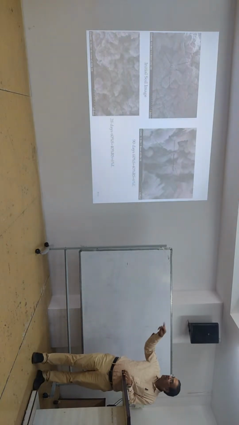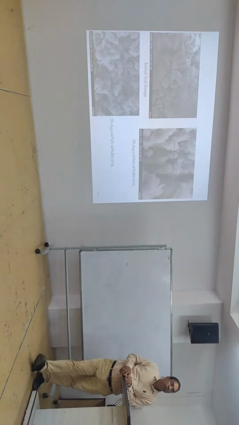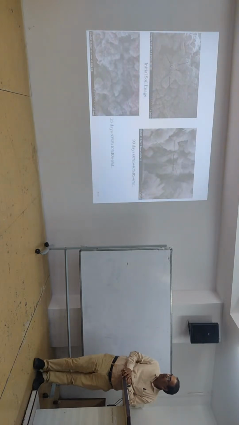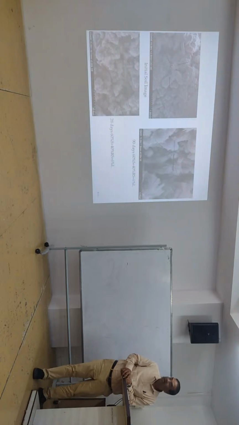In the first image we can see all the soils are broken, different particles, soil particles. Then it becomes compacted, and here it is compacted even more. This way you can see your soil in the figure.